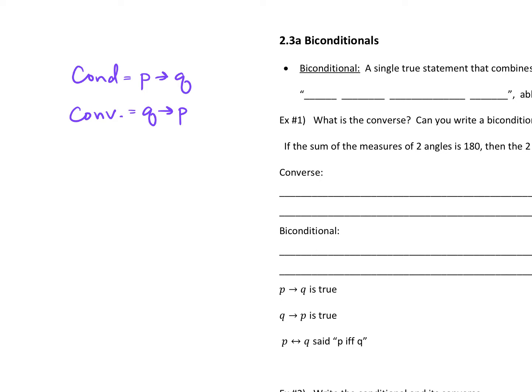Conditional is if P then Q. Converse is if Q then P. Then we went to the inverse. Do you remember what that was?